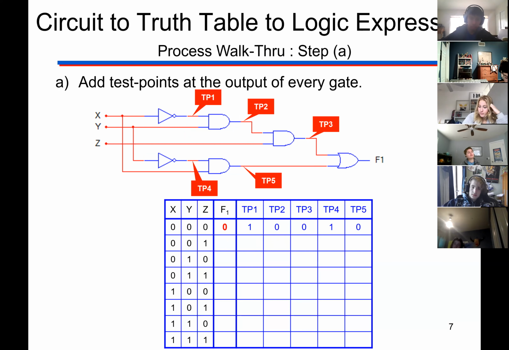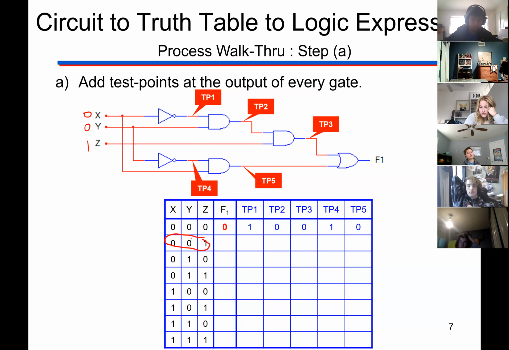All right, let's try this second one. I'm going to ask for feedback from you guys here. So now we're looking at the second row. The X is still off, the Y is still off, but the Z is on, right? 0, 0, 1. That's our inputs.